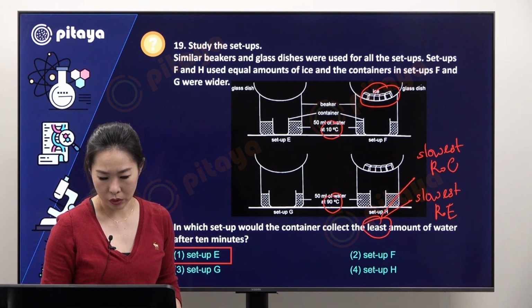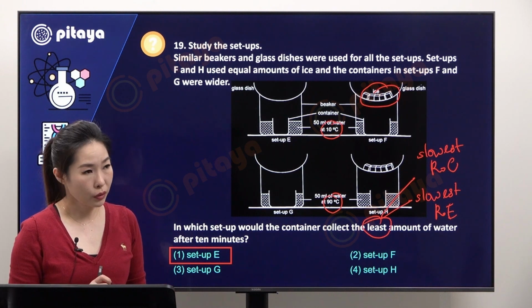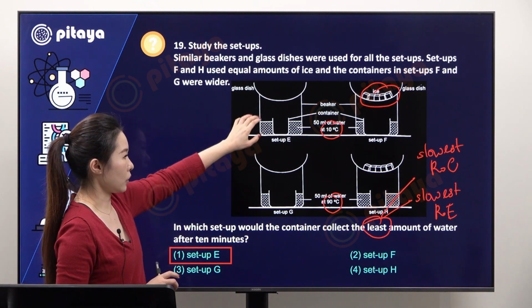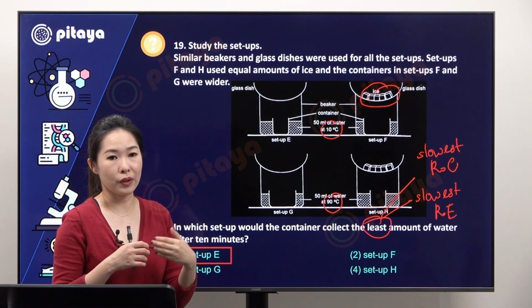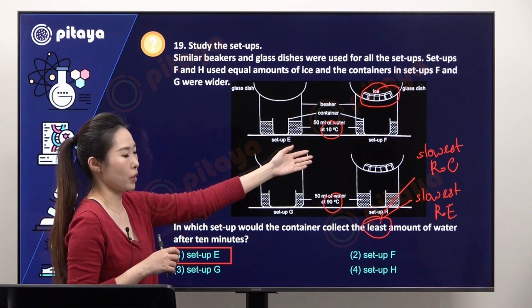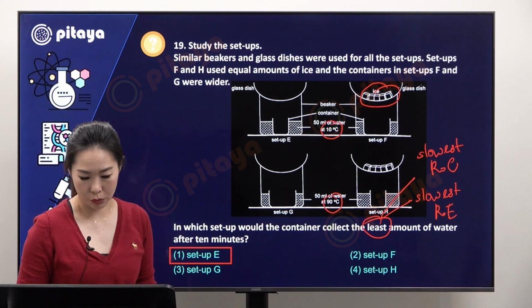So the answer for this one should be setup E. Even though its surface area may be larger, we do not have any ice over here, so there is no faster rate of condensation as compared to setup F. So the answer should be option 1.